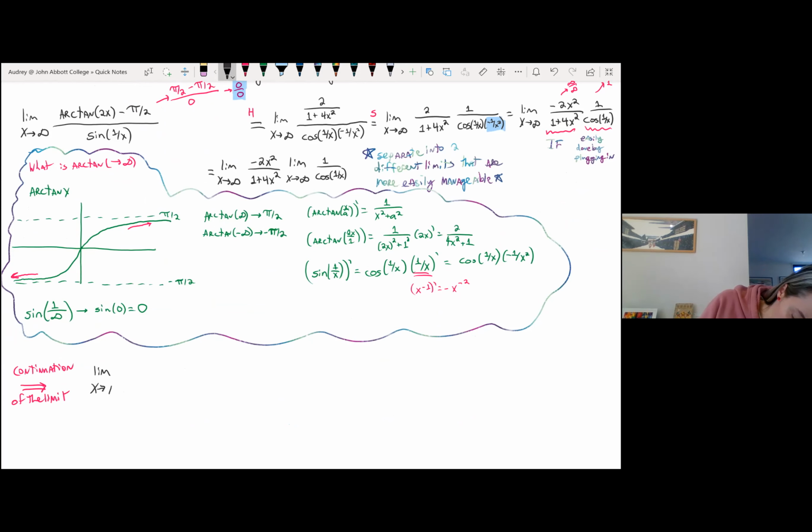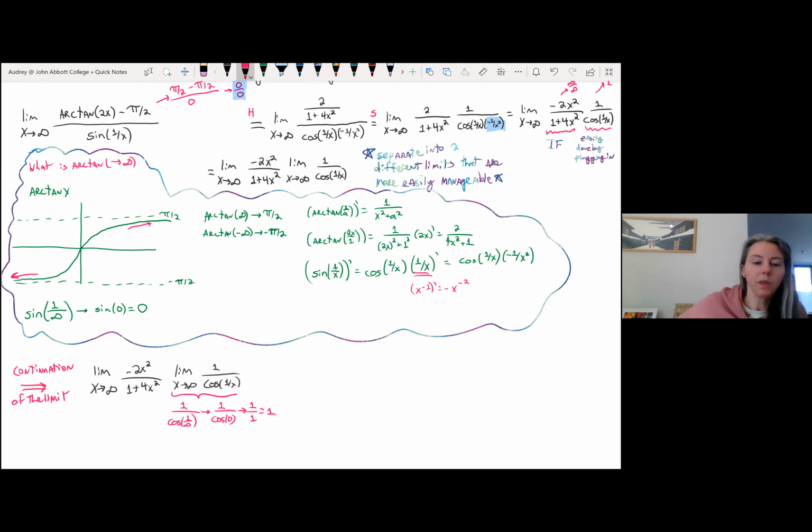We have the limit as x goes to infinity of that negative 2x squared over 1 plus 4x squared times the limit as x goes to infinity of 1 over cosine of 1 over x, where we separated that into 2 things that were more easily manageable. And then this part right here, we said is just 1, because this is like 1 over cosine of 1 over infinity, which is like 1 over cosine of 0, which is 1 over 1, which equals 1.